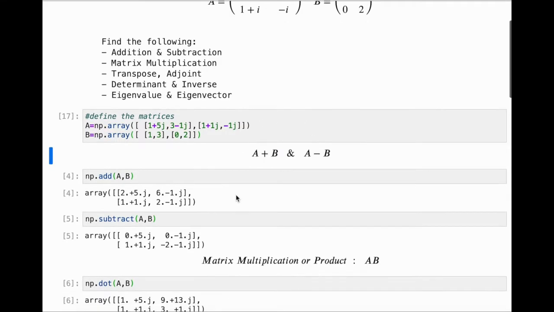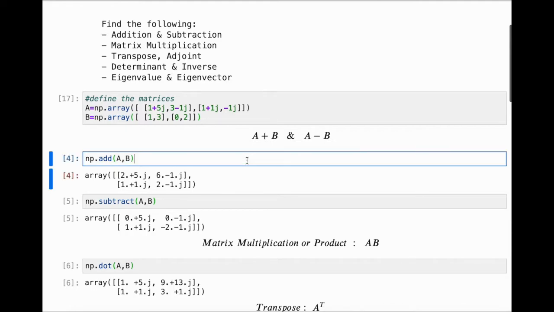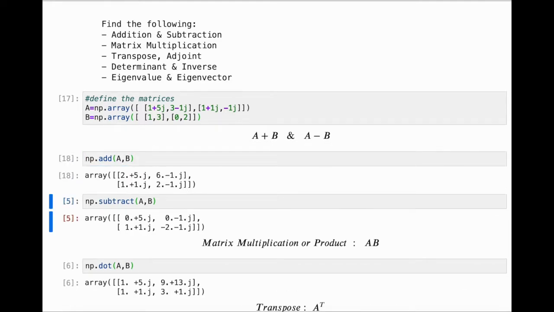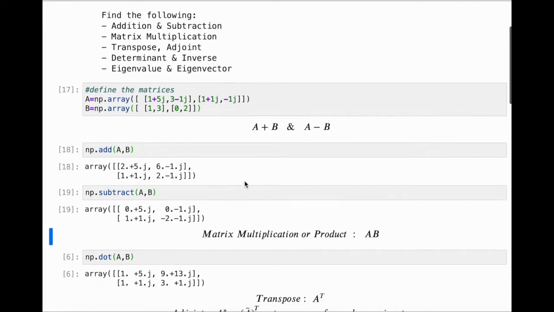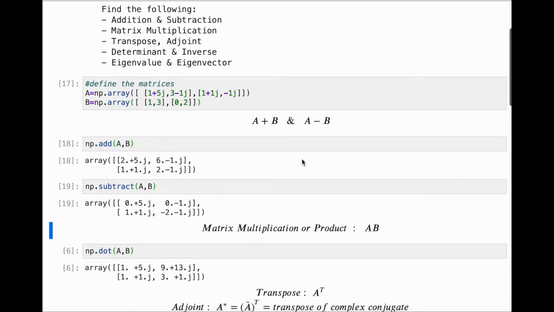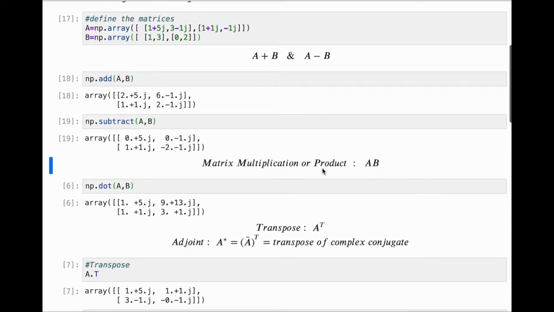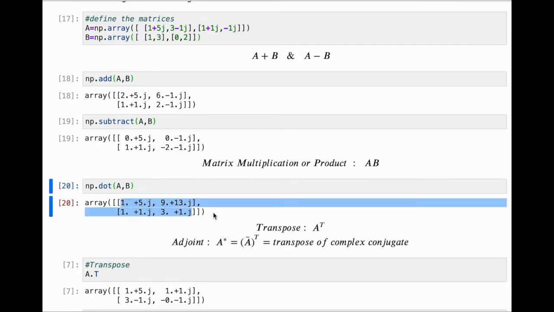The first one is pretty easy, getting the addition and subtraction. It's just numpy.add and numpy.subtract, and that gives us A plus B and A minus B. And then for the matrix multiplication or matrix product, we just do numpy.dot, and we plug in whatever matrices we want to get the product of. And as our matrix A is complex, we can see that we have a complex product.